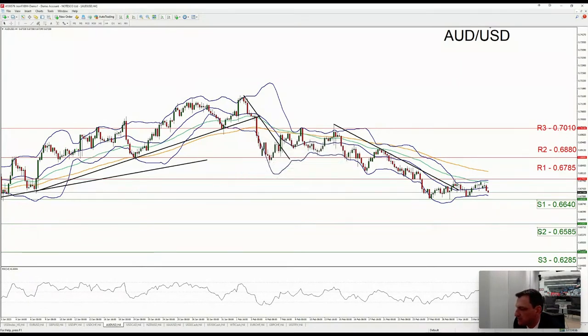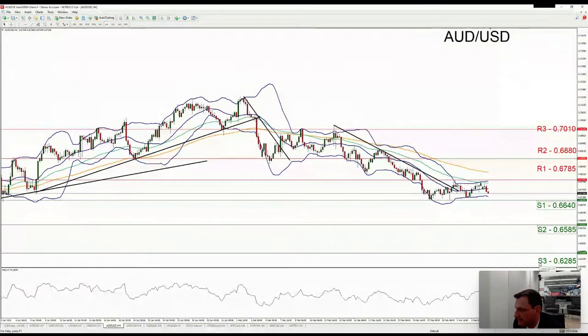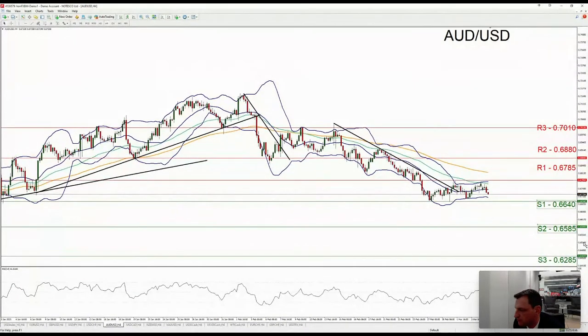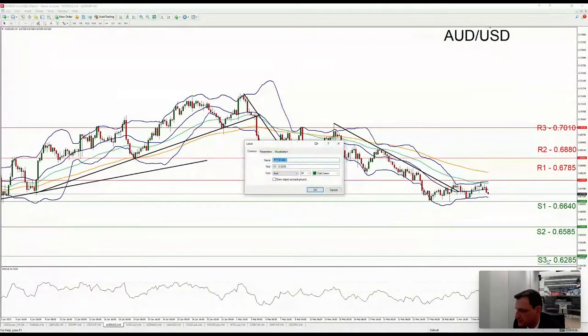Now, as I'm adjusting the chart, let's talk a little bit about fundamentals. Now, we have definitely moves which are coming out of China, which could be affecting the Aussie as well. The National People's Congress is about to announce practically new measures which may be supporting the Chinese economy. So that's one interesting element to watch out for.